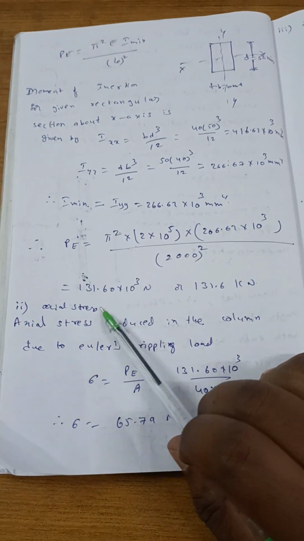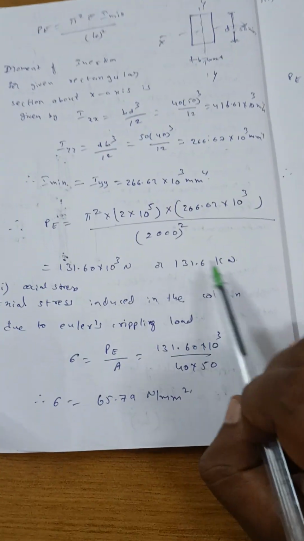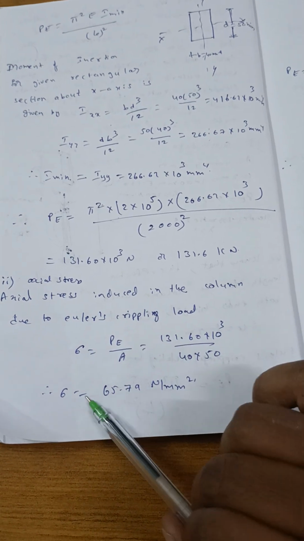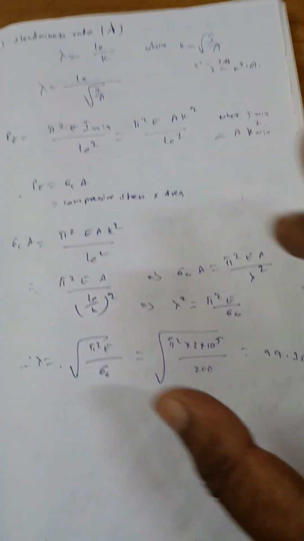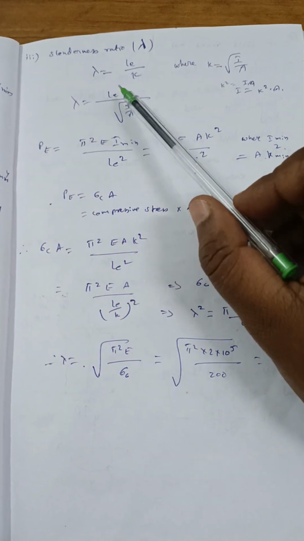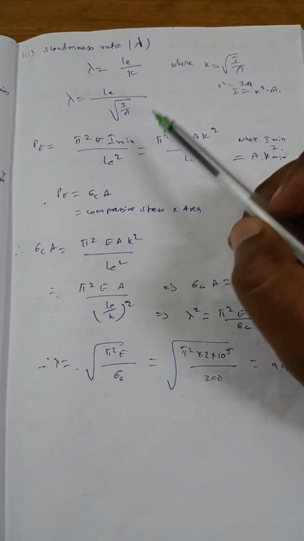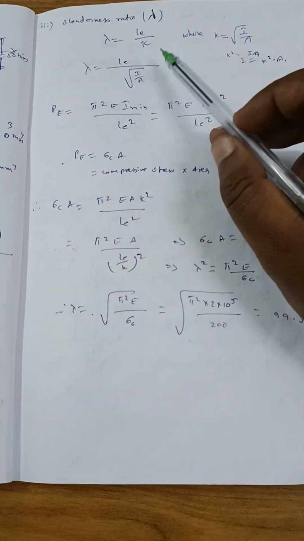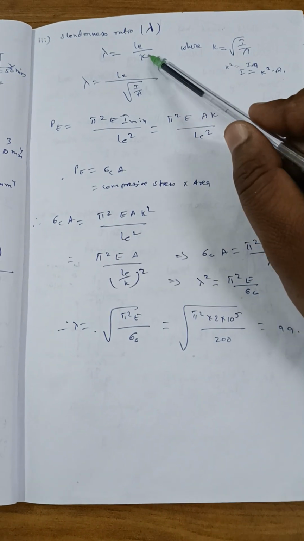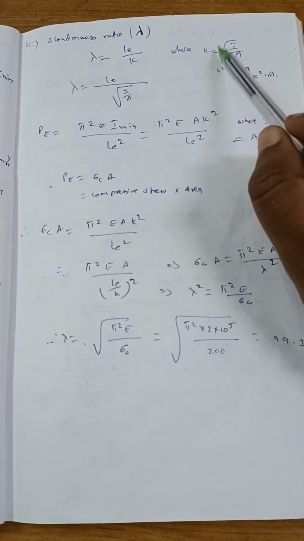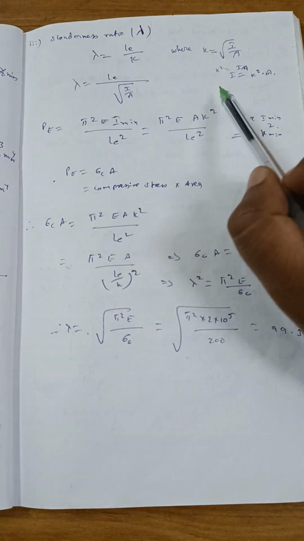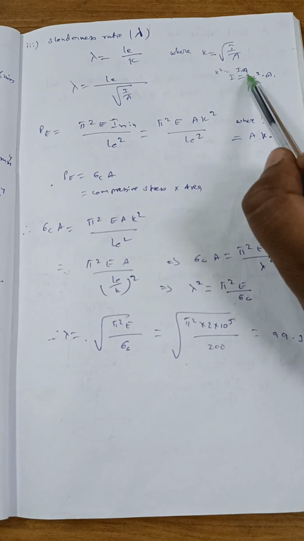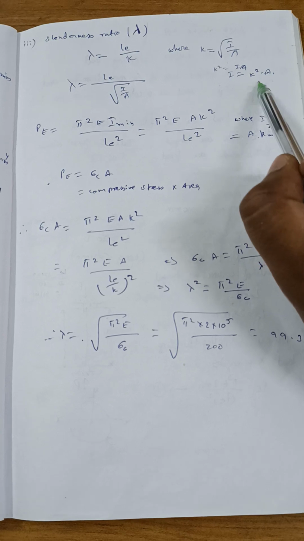Next, axial stress. Stress is load divided by area. This is the axial stress. Next, how to find the slenderness ratio lambda? Lambda equals effective length by radius of gyration, where radius of gyration k equals under root I by A. From here we can write k square equals I by A, and I equals k square A.